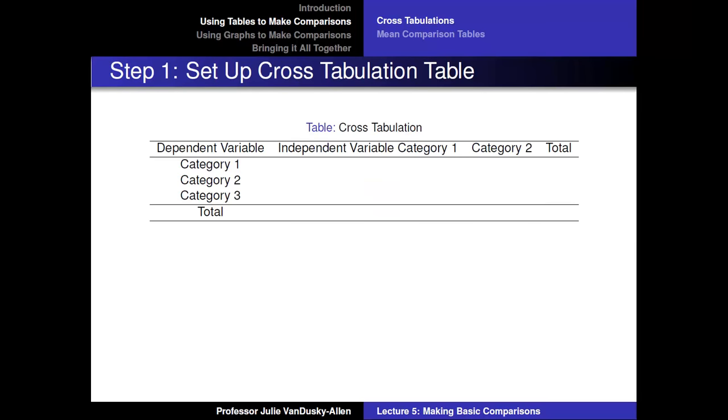To set up a cross-tabulation table, the first thing you need to do is to write the dependent variable name in the first column heading. Then you write the categories of the dependent variable in the rows below. Then you add a total row at the bottom. Then you write the independent variable category names in the subsequent column headings. And last, you add a total column at the end.